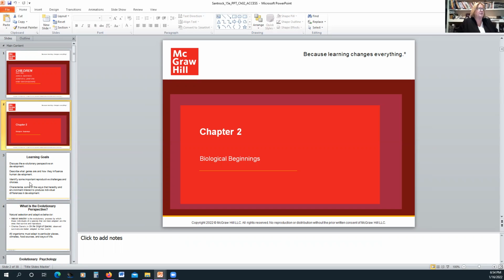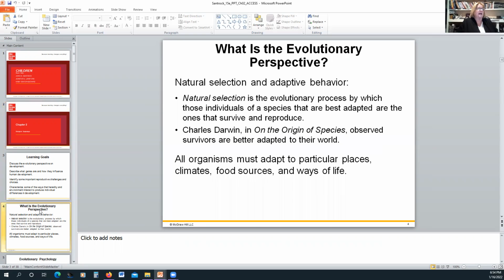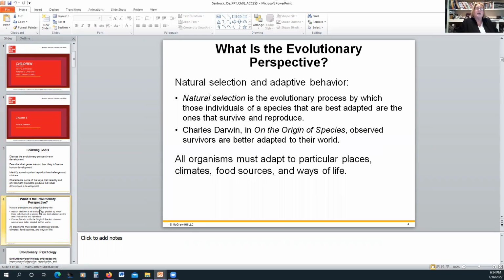Chapter 2 is the biological beginnings. And, quite honestly, it goes through the same things. You guys that took lifespan development from me, this is the same textbook author. Things are going to look very similar to you. The SmartBooks are going to be very similar and very familiar to you. There's more detail about things that we talked about in lifespan, but it's the same stuff. It's the same author.